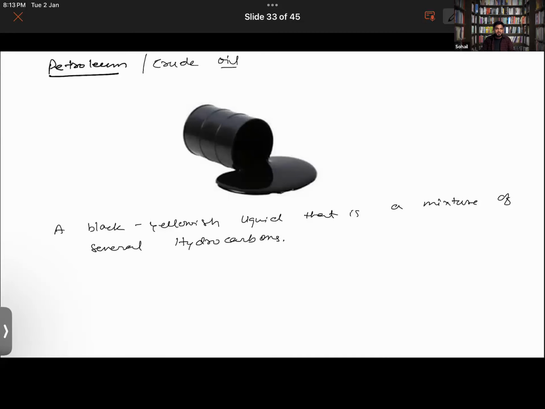Yes, sir. So it can be done easily by distillation process. Right now, later on, we will also be studying the mechanism involved in that. When we do distillation of petroleum, we obtain different types of fuels out of it.